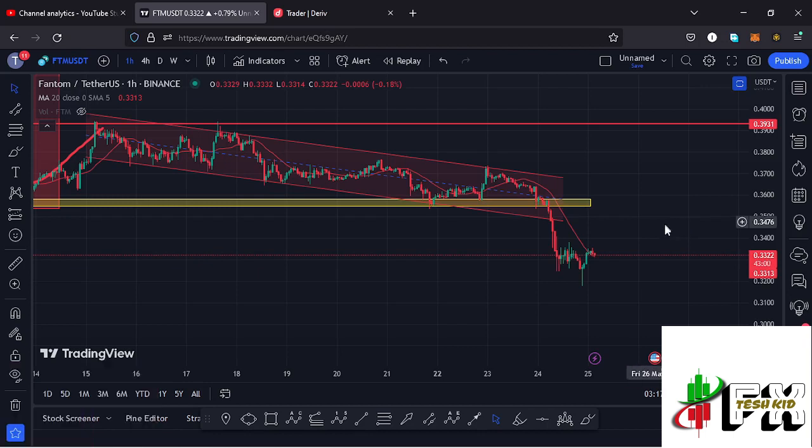And at the time of this recording, Fantom is holding above the 20-day MA here on the 1 hour chart, which is now acting as support for us to continue gearing up.